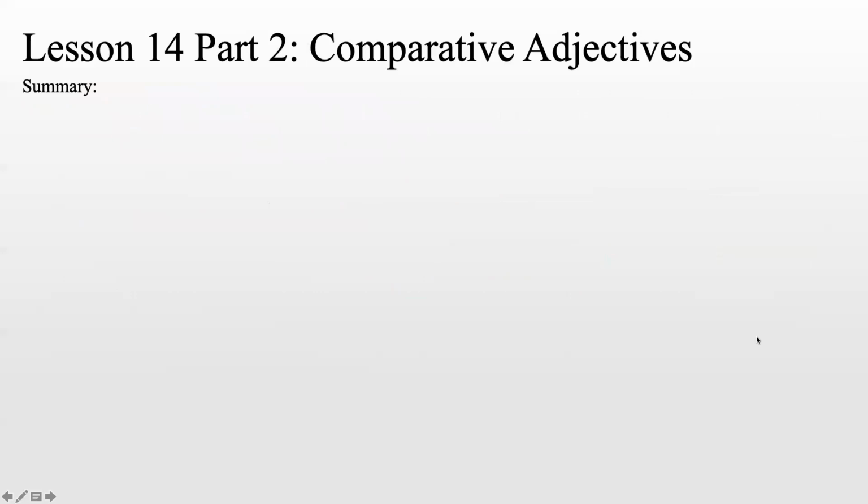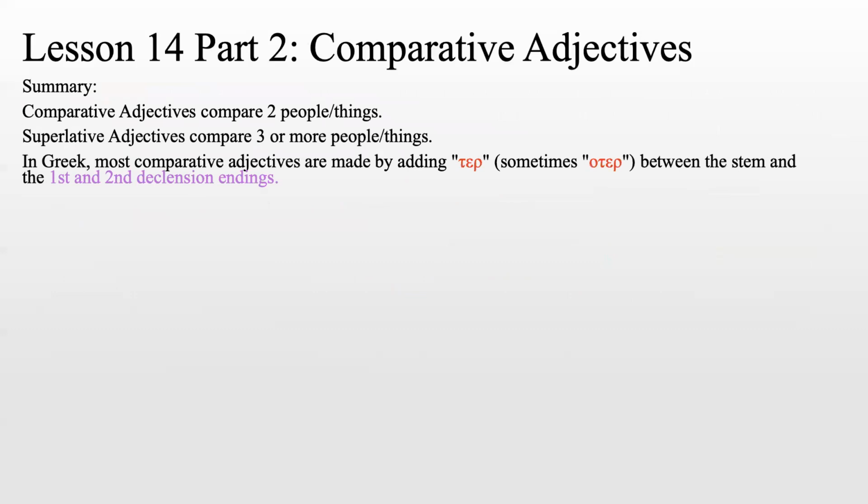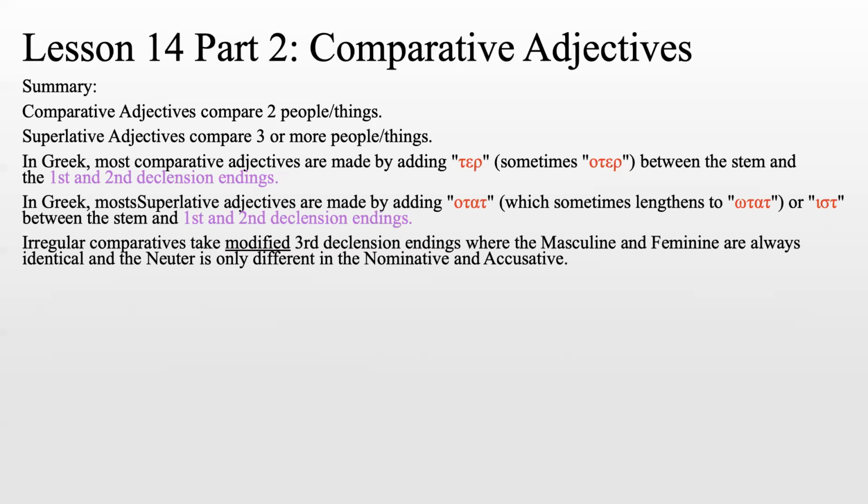All right, so summary. Stick with it here. Comparative adjectives compare two people or things. Superlative adjectives compare three or more people or things. In Greek, most comparative adjectives are made by adding ter or ater between the stem and first, second declension endings. In Greek, most superlative adjectives are made by adding atot, which sometimes lengthens to otot, or ist between the stem and first, second declension endings. Irregular comparatives take modified third declension endings, where the masculine and feminines are always identical and the neuter is only different in the nominative and accusative.